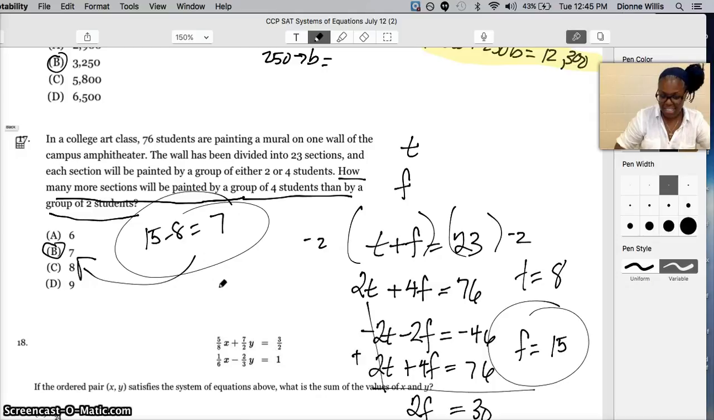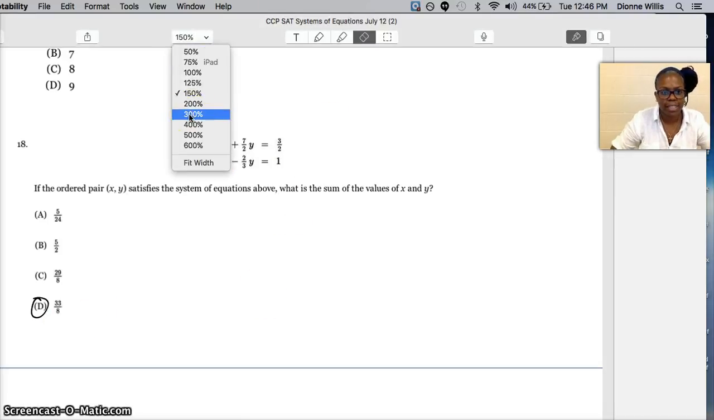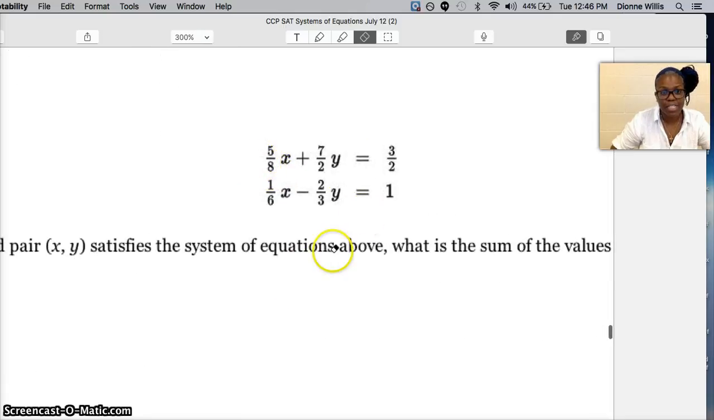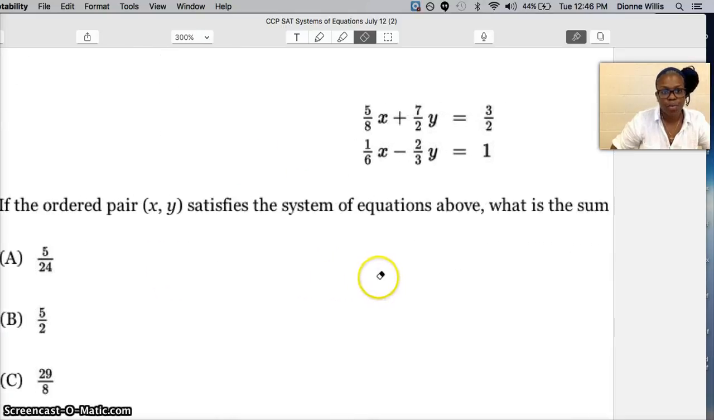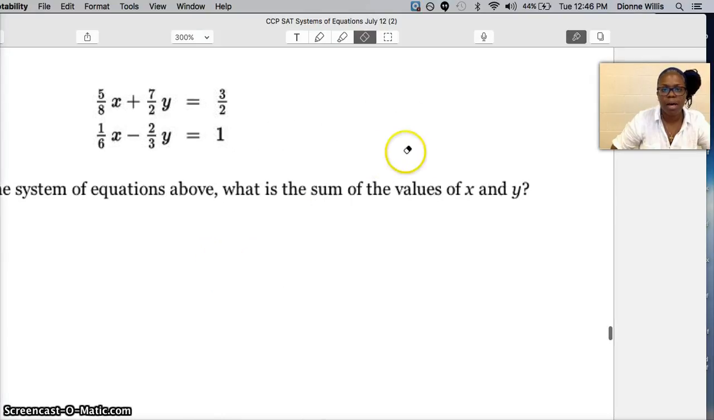All right, let's go ahead and take a look at the next one. So here for number 18, your answer is D. It's going to be 33 over 8. And I understand, I'm looking at this and I'm like, oh my gosh, fractions, don't really want to deal with them. So what we're going to do, I just wanted to make that bigger because it was pretty tiny. We're asked, in the ordered pair x, y, if some point x, y satisfies both of them, what is the sum of x and y?